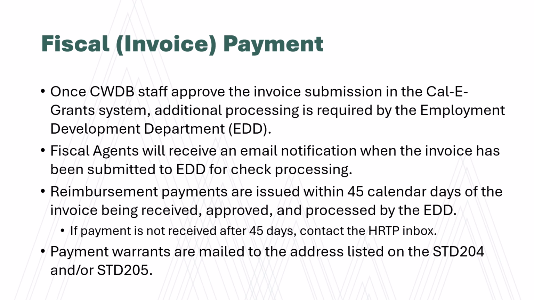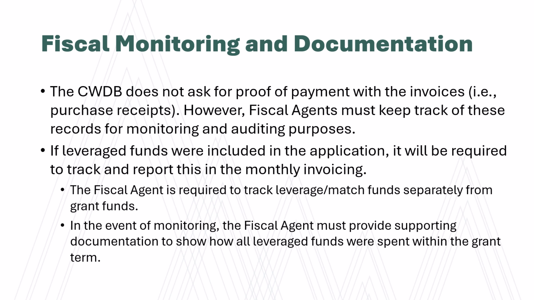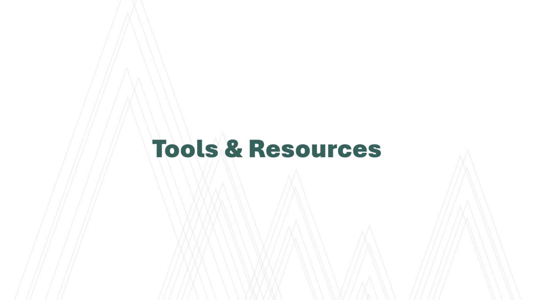While the CWDB does not ask for proof of payment with invoices, the fiscal agent is responsible for all applicable record retention and should keep invoices for monitoring and auditing purposes. Any projects that specifically list leveraged/match funds in the budget exhibits will be required to report on those expended funds during monthly invoicing.